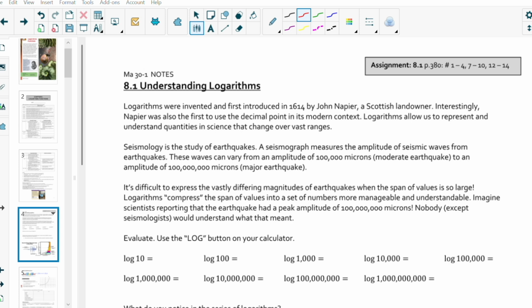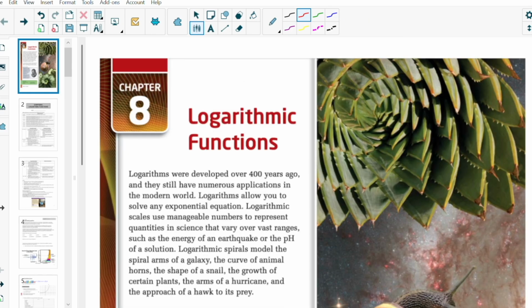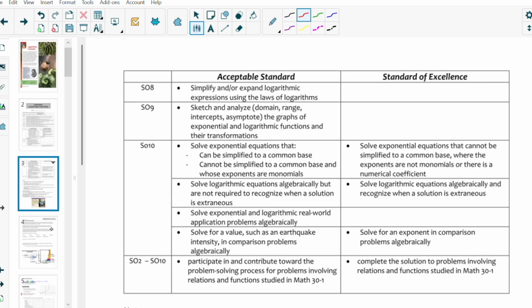Hello everyone, another day, another lesson, new unit. We're going to start on logarithmic functions, so have a read through all of that.